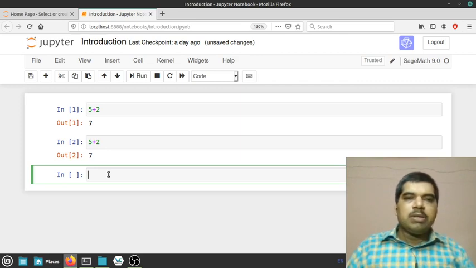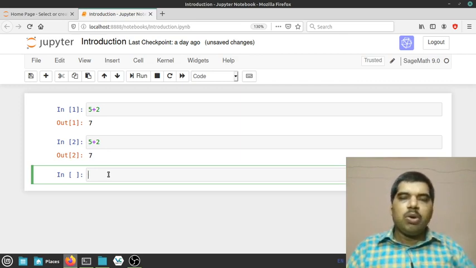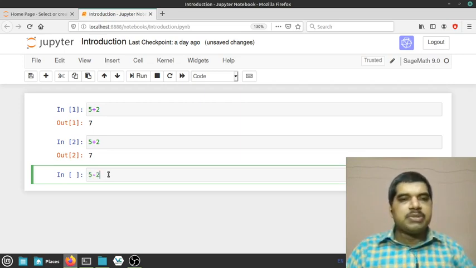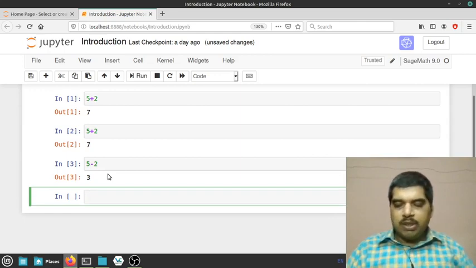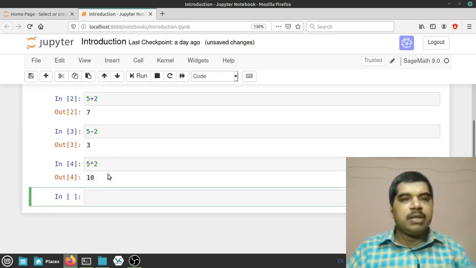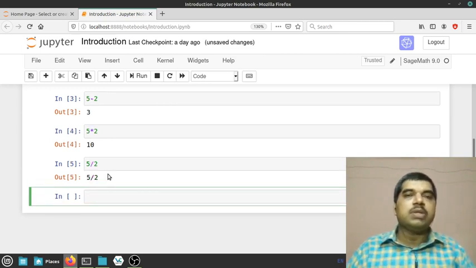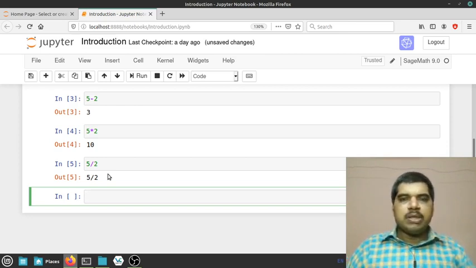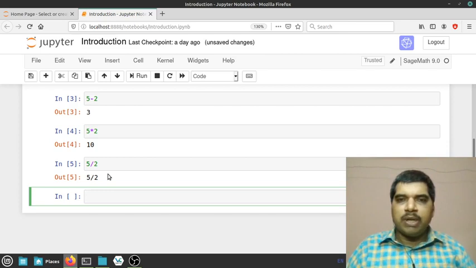Now, what about the other arithmetical operators? All the arithmetical operators are supported in SageMath, like 5 minus 2 if I enter it and press Shift Enter, 3. Then 5 star 2, which is for multiplying 5 and 2, and Shift Enter, I will get 10. Now 5 by 2, if I press Shift Enter, I am getting, oh, that is very strange, 5 by 2 only. And once you understand the features of Sage, this is not actually very surprising.